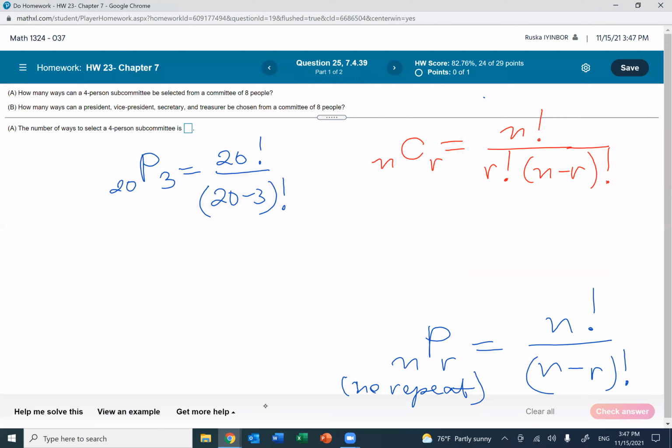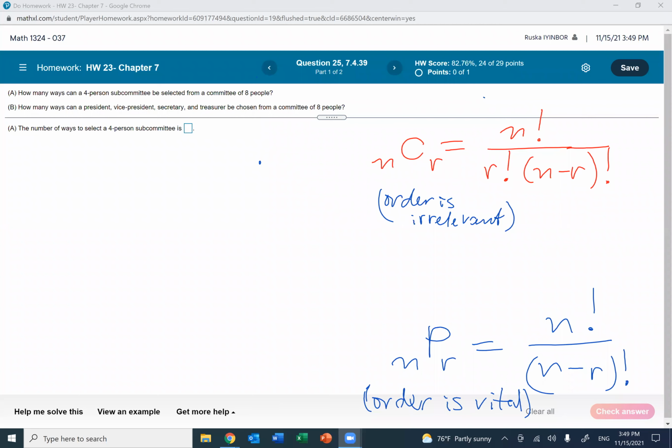The next one we have here: how many ways can a 4-person subcommittee be selected from a committee of 8 people? And how many ways can a president, vice president, secretary, and treasurer be chosen from a committee of 8 people? Here we're going to use one of those formulas again, permutation or combination.